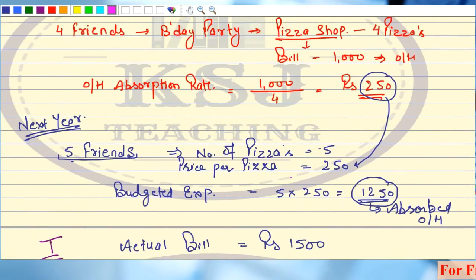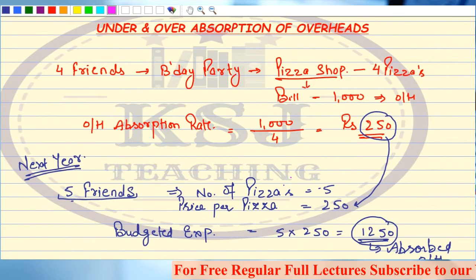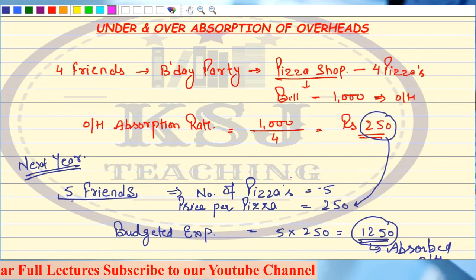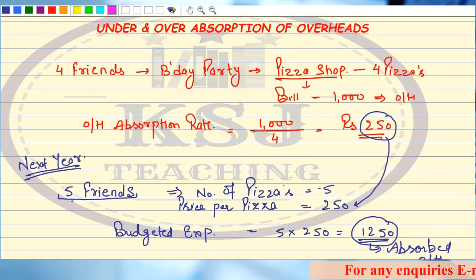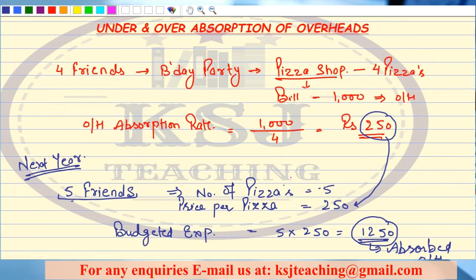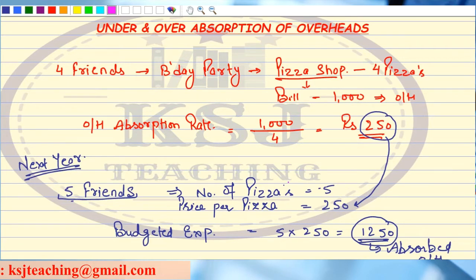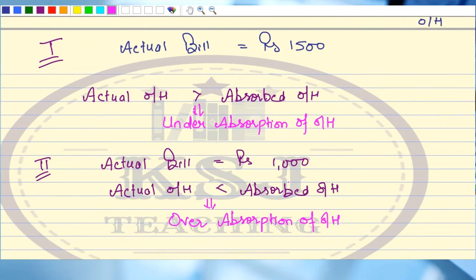Any doubts up till this point from this example? Are you getting the example? Have you got it? We have already studied the absorption part. I used that part only with the help of an example. Instead of directly going to the concept, I have taken the example and tried to explain it in the simplest way so that you understand what is under absorption and what is over absorption of overheads, right? So this is the simplest way I can explain it. Clear, sir? Under and over absorption is clear.